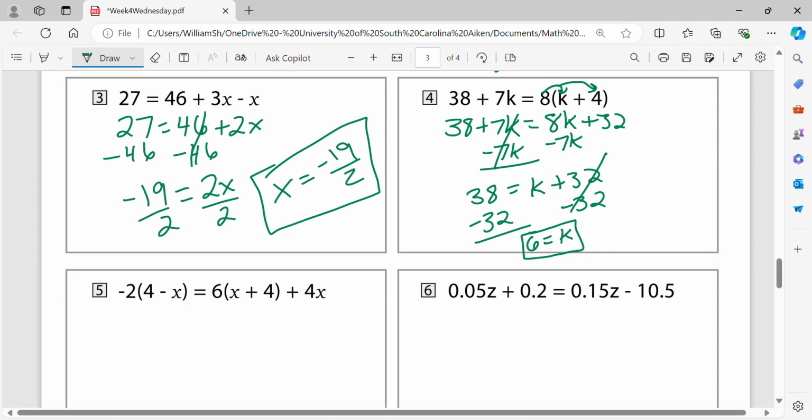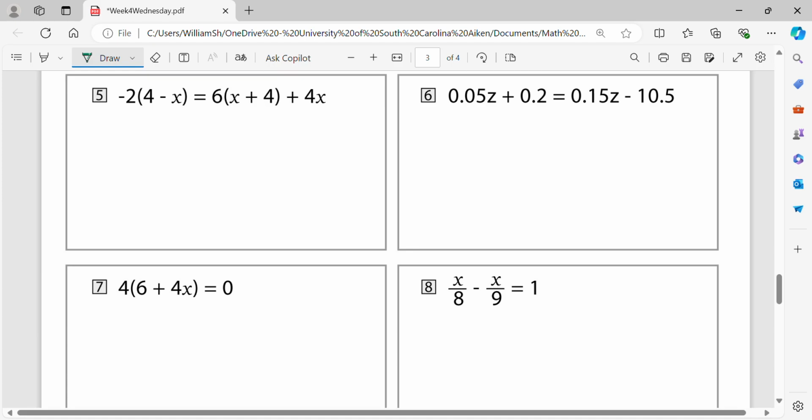Now, the benefit of moving the smaller k here, it actually saved us a step. Because if we'd have moved the larger k, if we'd have moved the 8k, we would have had negative k equals negative 6. We would have had to do an additional division step to get rid of that negative.